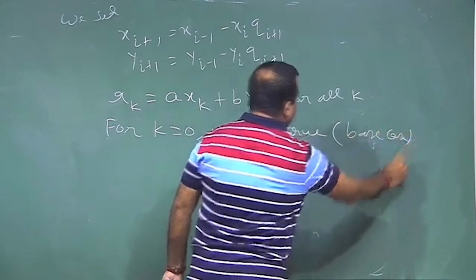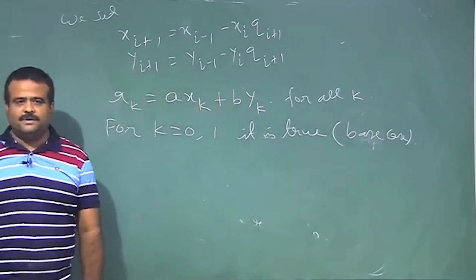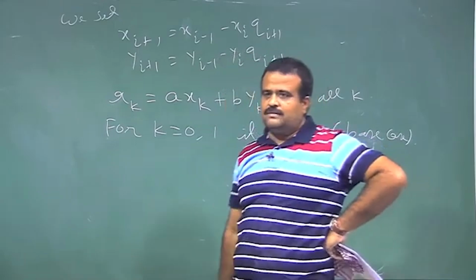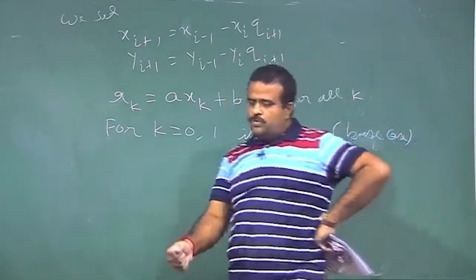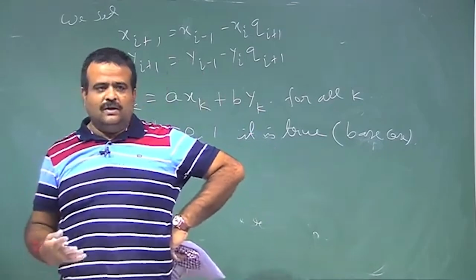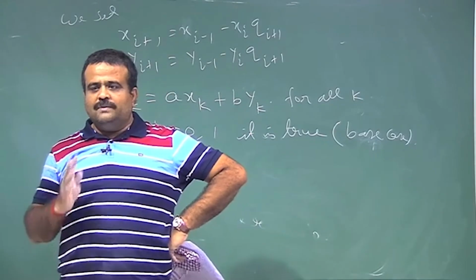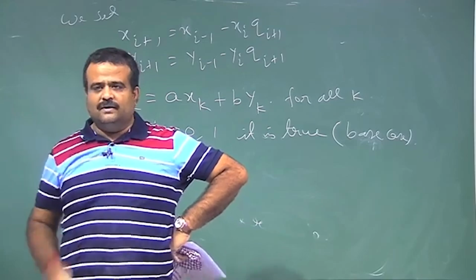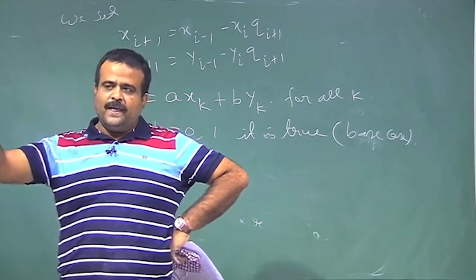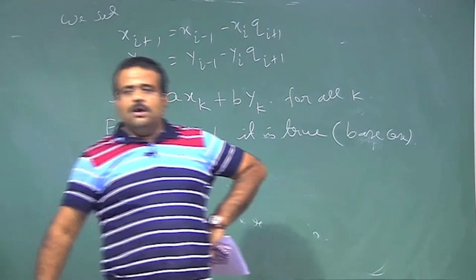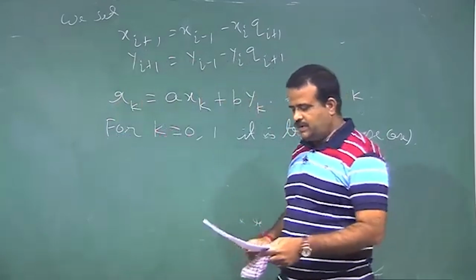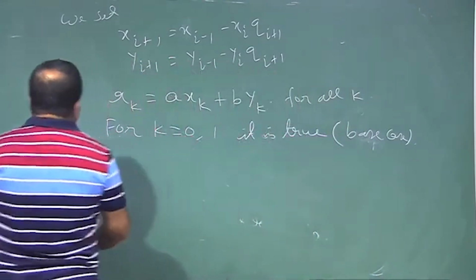So, mathematical induction has a base case. We need to prove some property for a natural number n. For that, we prove that the statement is true for n equal to 0 or n equal to 1, and then we show that if the statement is true for n equal to k, then it is true for n equal to k plus 1. Then the statement is true for all natural numbers. That is the method of induction.